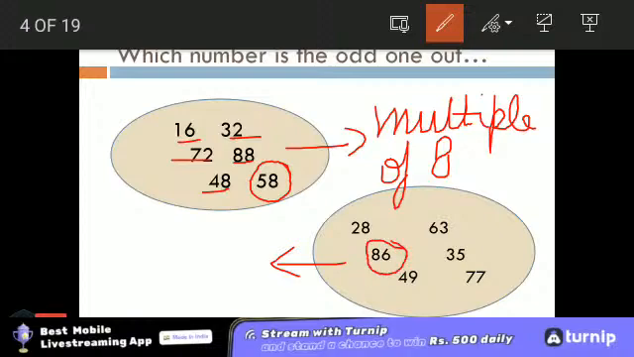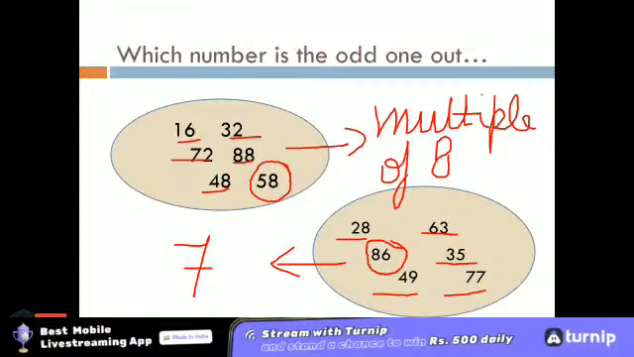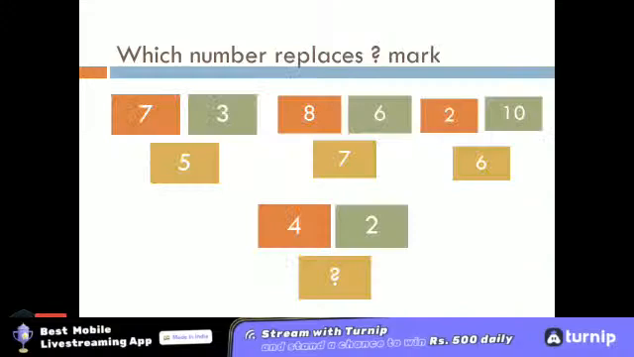Why is 86 the odd one out? Because the rest are all multiples of 7. All the other numbers: 7 fours are 28, 7 nines are 63, 7 fives are 35, 7 sevens are 49 and 7 elevens are 77. So all other numbers are coming in the table of 7 except 86. Moving ahead to the next question.